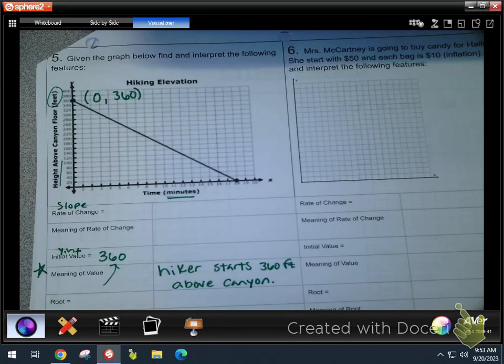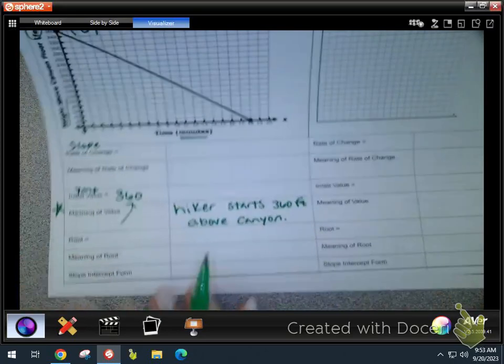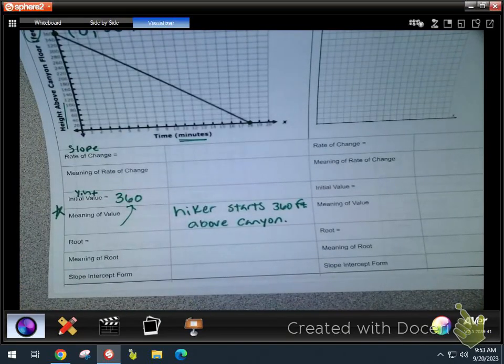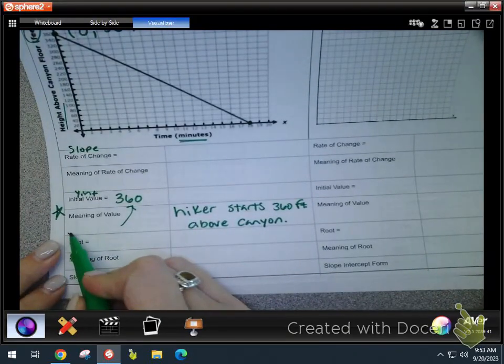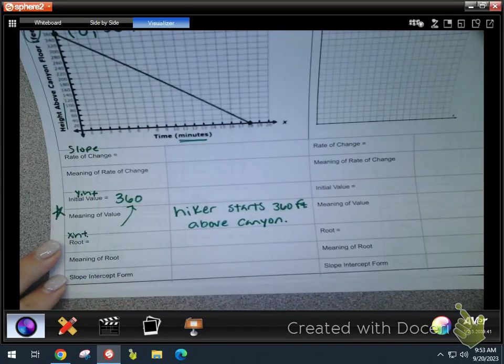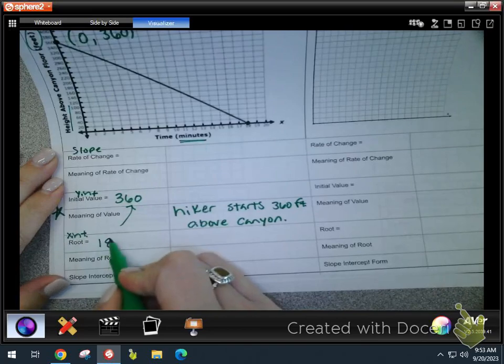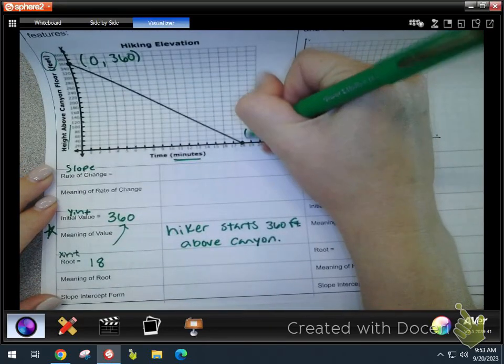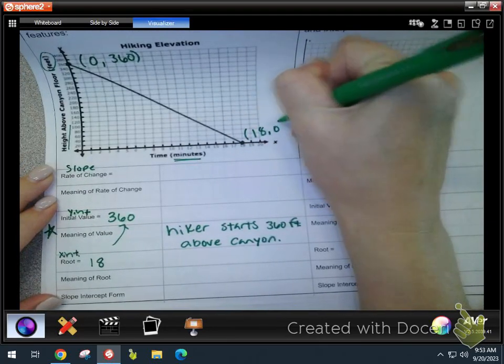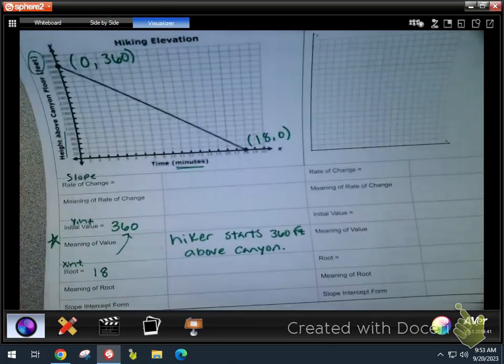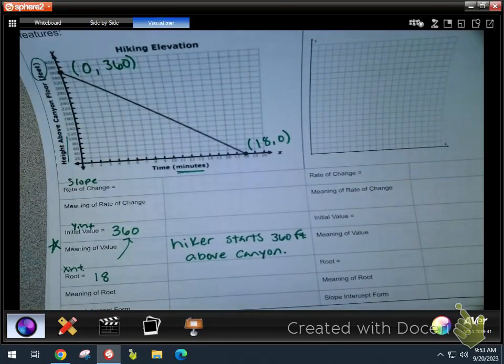And it's always going to be like your starting, your initial, that type of thing. Okay? All right. Let's go ahead and do the x-intercept before we do the slope. I'm going out of order. Are we okay with that? Which one of these is the x-intercept? Vocab. Root. We need to know all of those. What was our x-intercept here? Let's write it as an ordered pair up here on the graph. 18, 0.